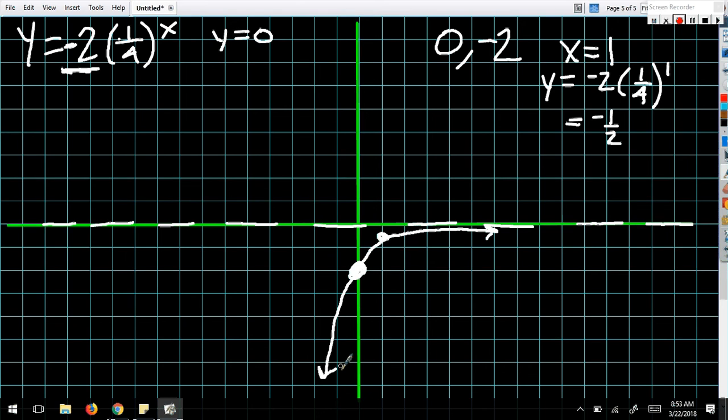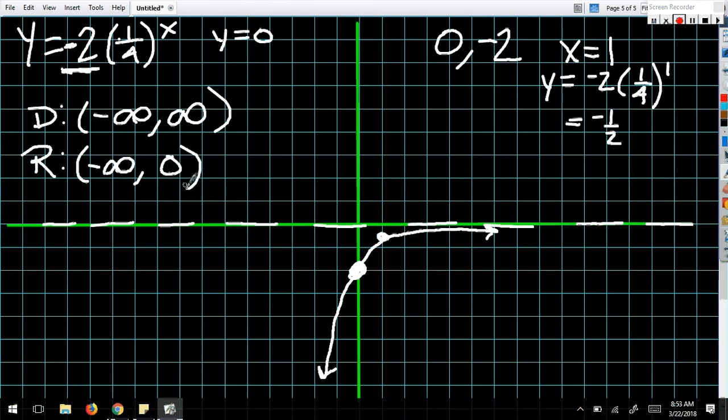Domain. Negative infinity, positive infinity. Good job, Ben. How about the range? Negative infinity to 0, with parentheses, not brackets. Yes or no? Yes.